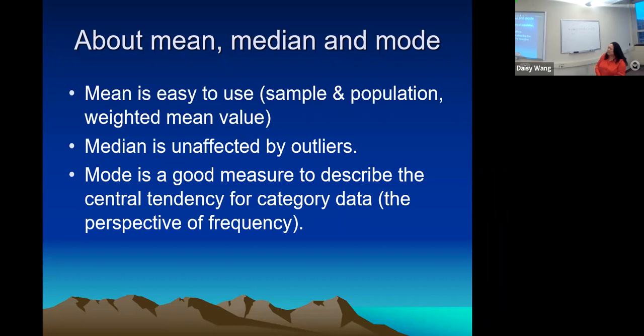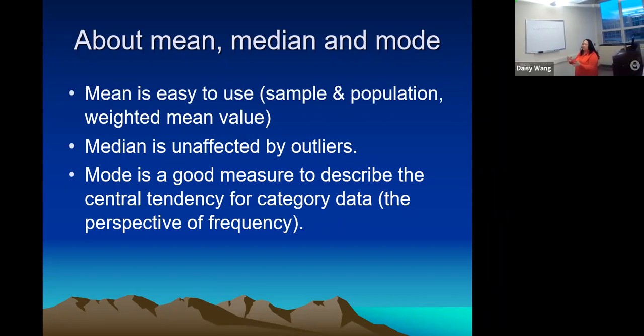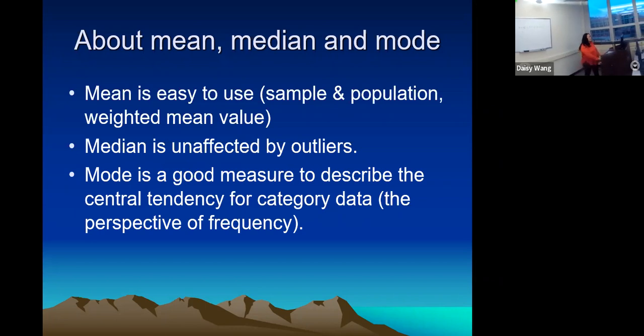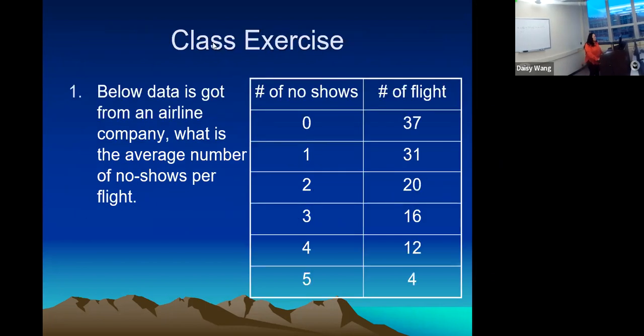And the mode is for when we have categorical data, we can see where the majority of the population lies, like where are they? Yeah. So those are the three basic things that we use for the measurement of the descriptive statistics.